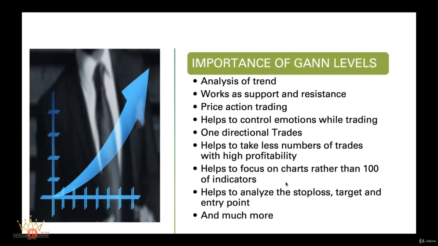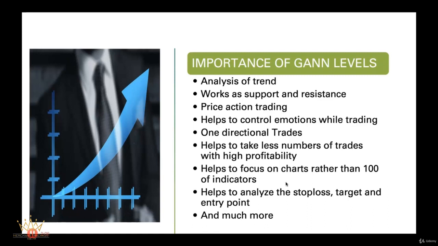The next importance is that it is a price action trading strategy. Gann level is a price action. Just like we consider pivots as a price action trading strategy, the Gann levels are also a price action strategy because they help to analyze the price. And if we look at the RSI, MACD, moving averages, all these are lagging indicators. They form after the price is formed. And here the Gann levels are formed way before the price is formed. It helps to analyze in which direction the market is going to go.